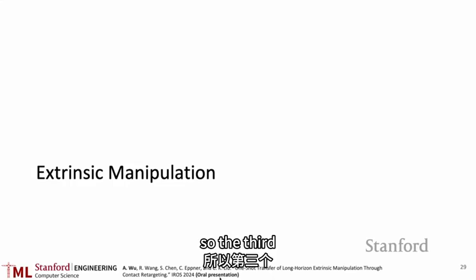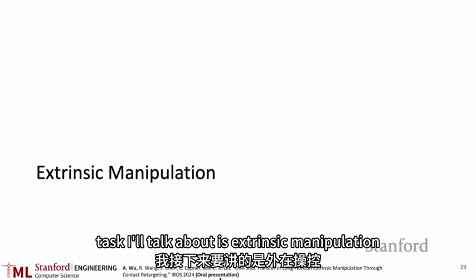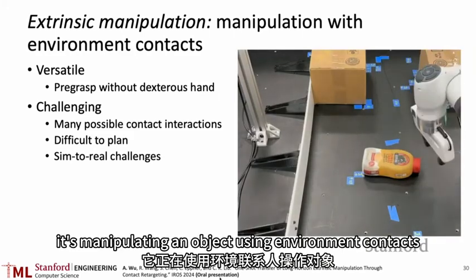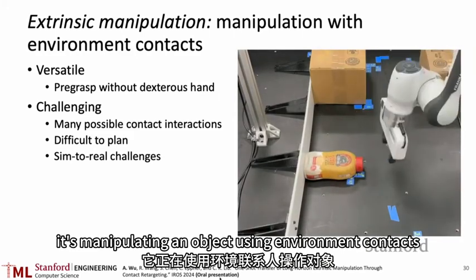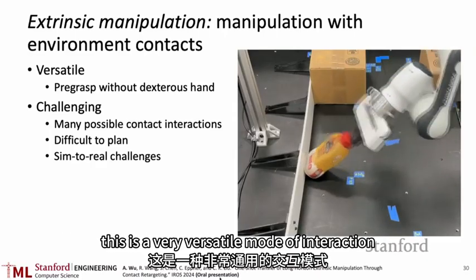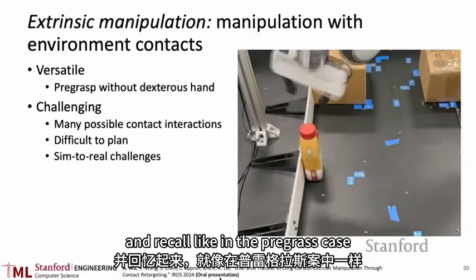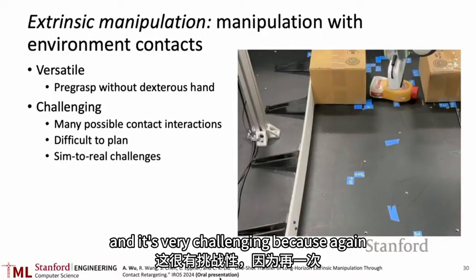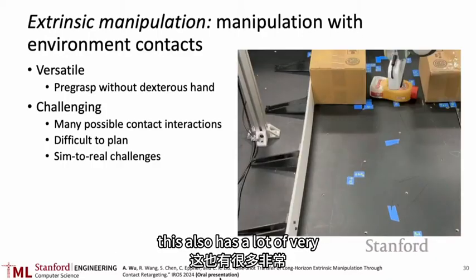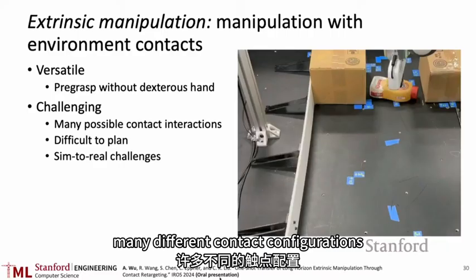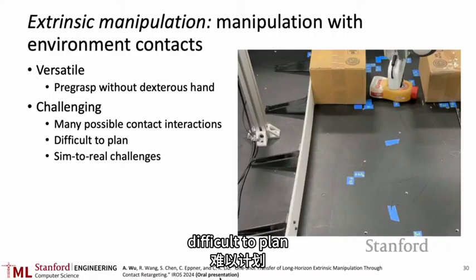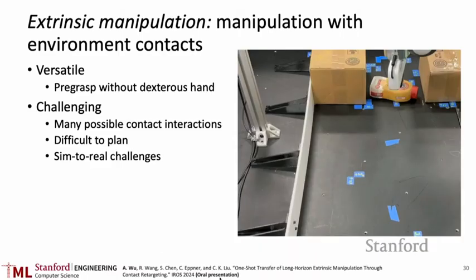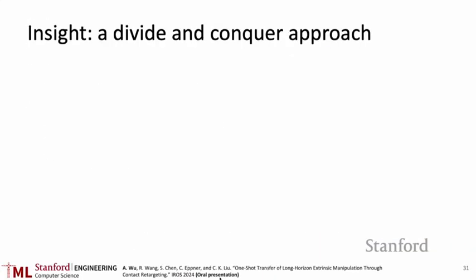And so the third task I'll talk about is extrinsic manipulation. What is extrinsic manipulation? It's manipulating an object using environment contacts. This is a very versatile mode of interaction. And recall, like in the pre-grasp case, we actually do sometimes do this with the dexterous hand. It's very challenging because, again, this also has many different contact configurations that are difficult to plan, and there's a lot of sim-to-real challenge because we don't know, say, the friction coefficient and whatnot.